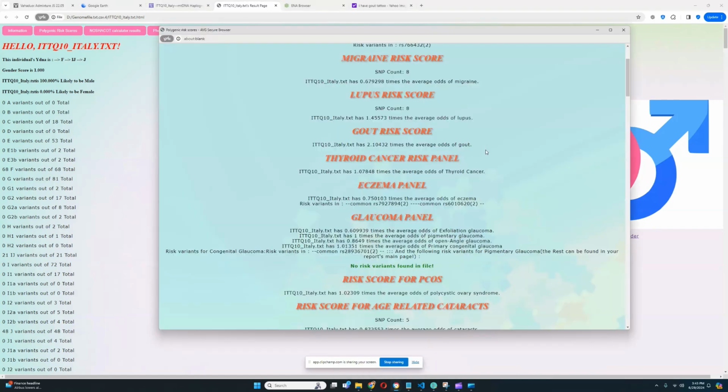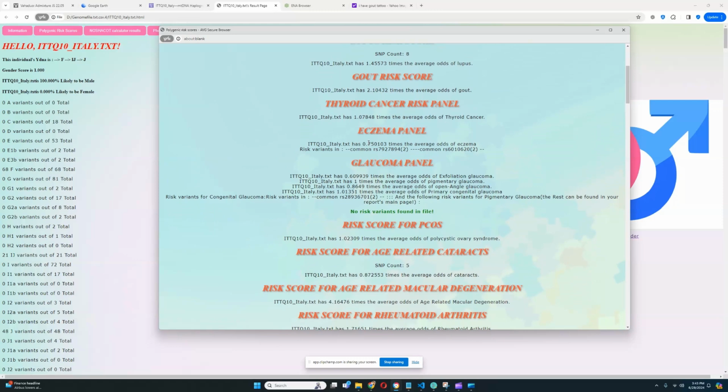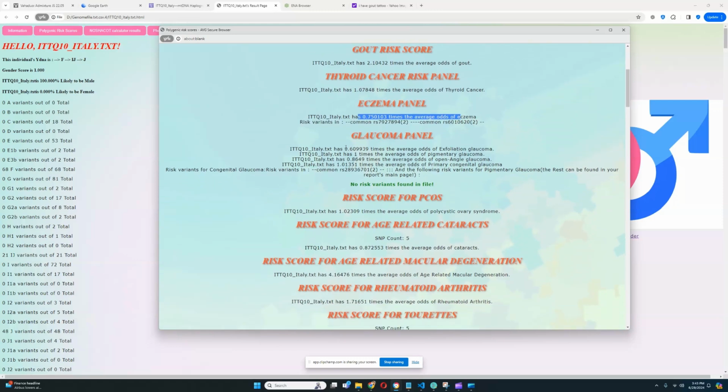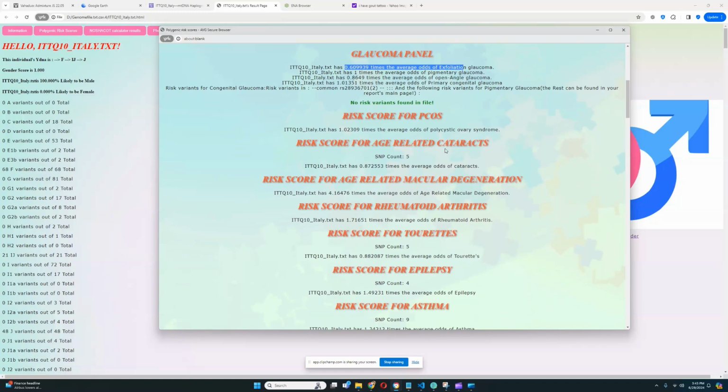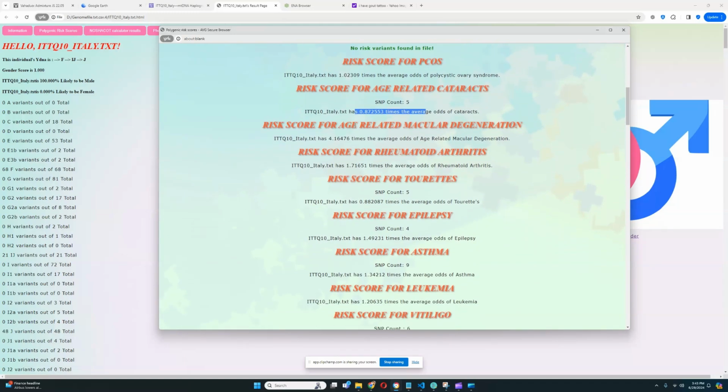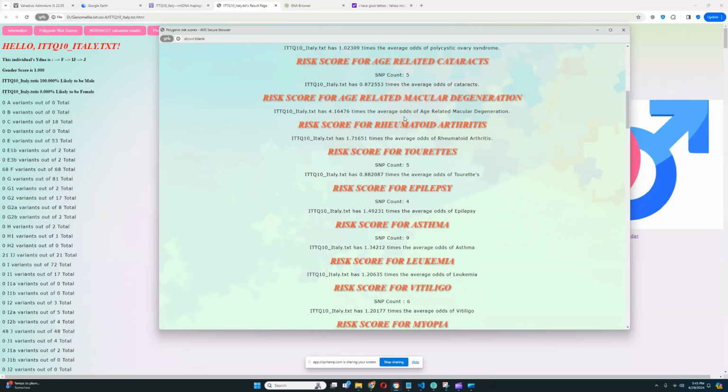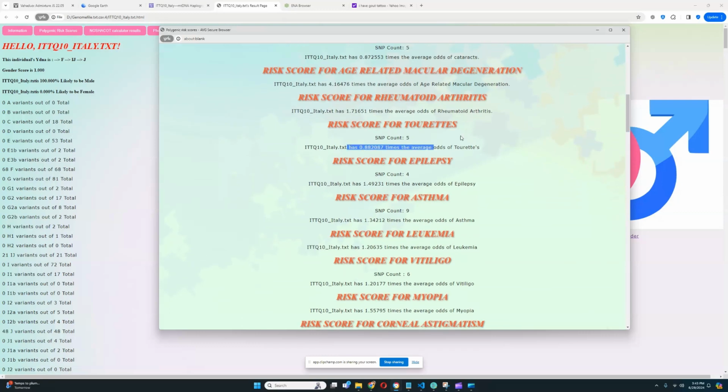Gout is like when you have too much acid in your extremities, and it ends up causing your bones to collapse. Looks like he has below averages for eczema. Looks like he has below averages for exfoliation glaucoma. Looks like he has below averages for cataracts. Very high odds for age-related macular degeneration. Okay, we're not going to look that up because there is no point. He has above averages for rheumatoid arthritis. He has below averages for Tourette's. So we remember that the highest risk scores we've seen thus far were AMD and rheumatoid arthritis.